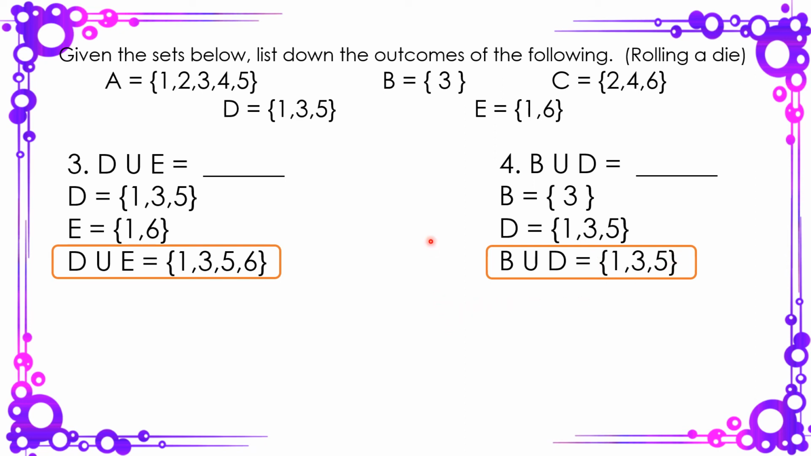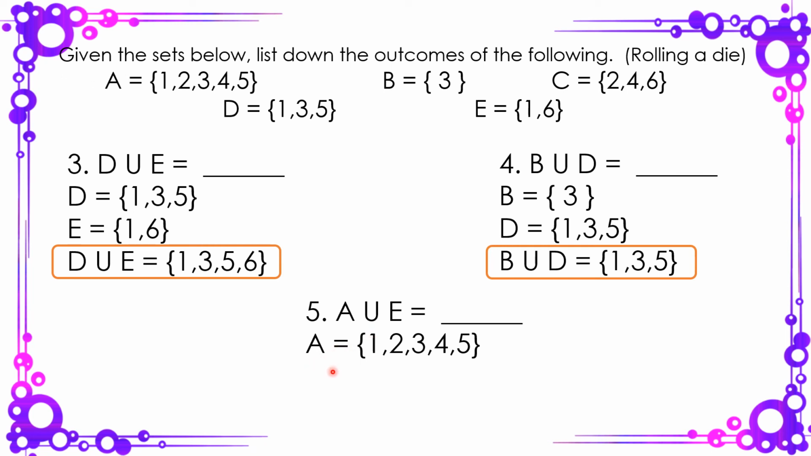You got the correct answer? Great! How about the last number, number 5, A union E? If you are done answering number 5, you may now continue watching this video.